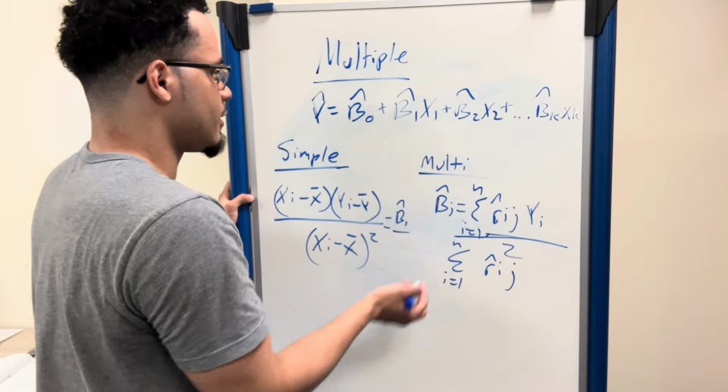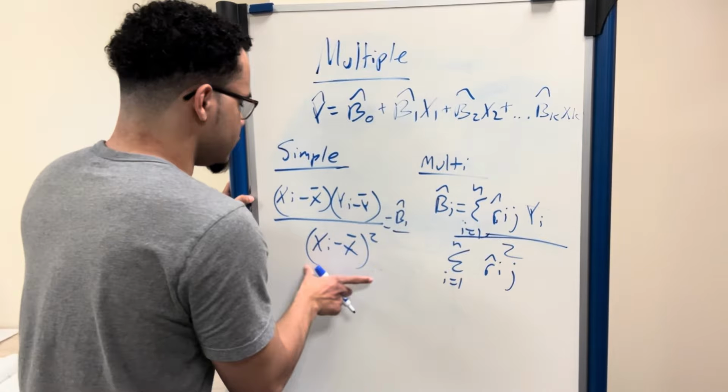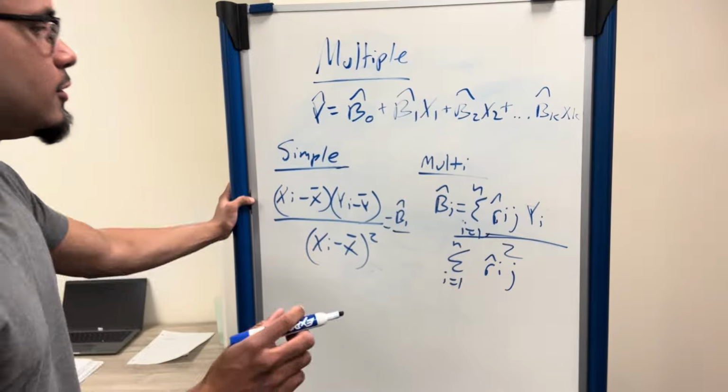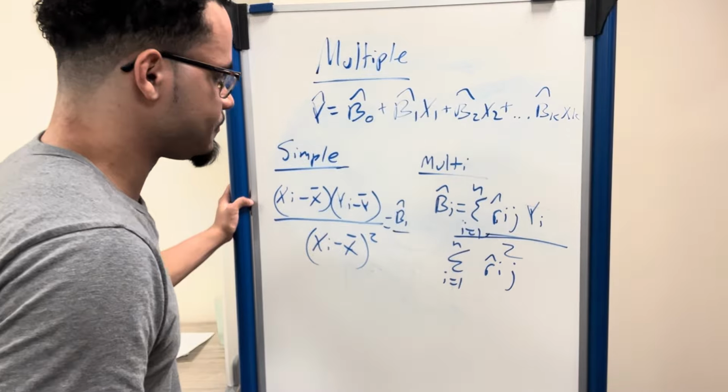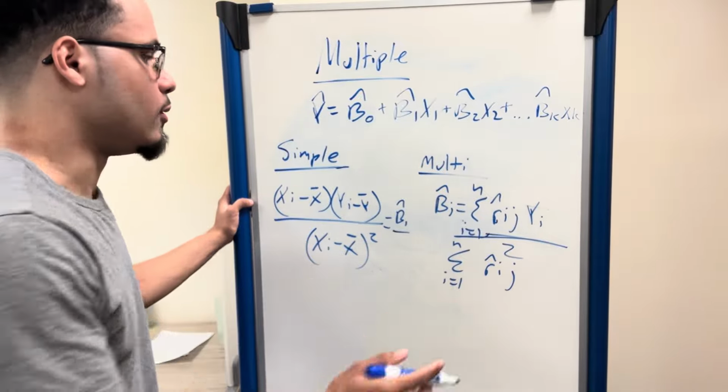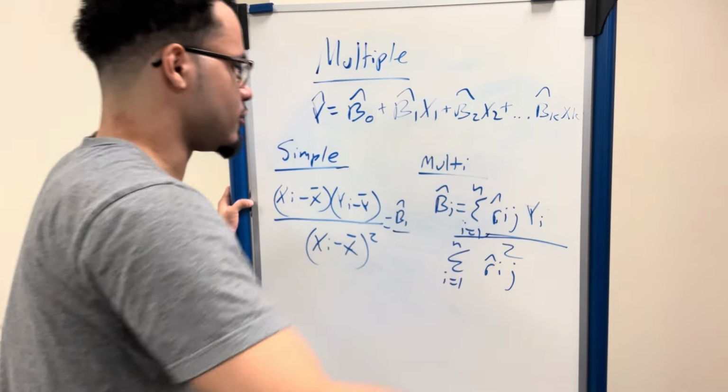It's just the variance of X. This is essentially the OLS estimator, but in multiple regression it's a little bit more complicated. In simple regression, we only had one explanatory variable. In multiple, we have many explanatory variables.